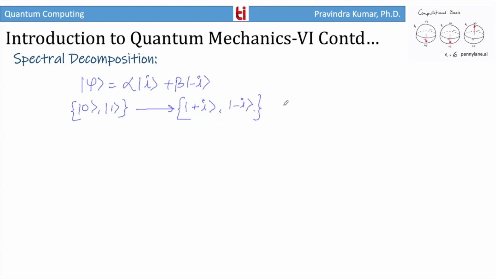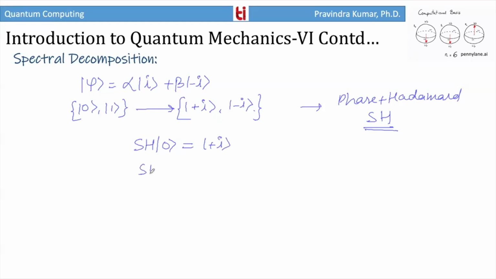And this kind of transformation is known as phase plus Hadamard transformation or SH transformation. Means if I apply SH on |0>, I will get |+i>, and if I apply SH on |1>, I will get |-i>. And similarly, with measure Pauli Z or spectral decomposition of Pauli Z, the quantum state psi is represented as alpha |0> plus beta |1>. And generally we use the Z basis or computational basis for our computation.